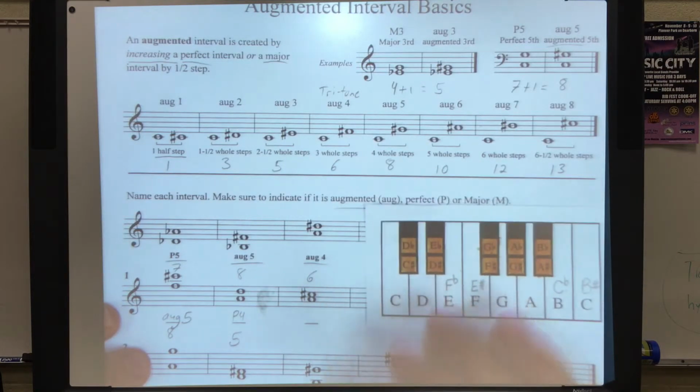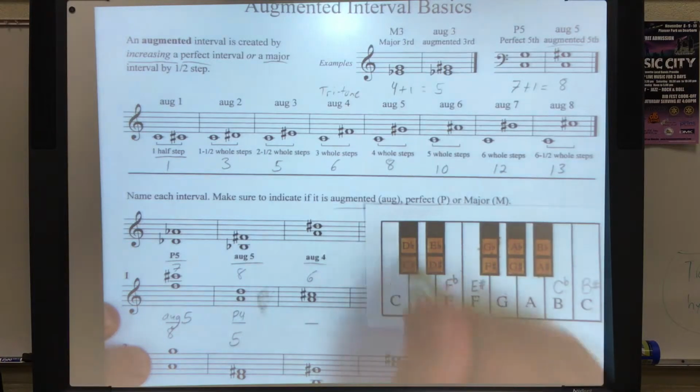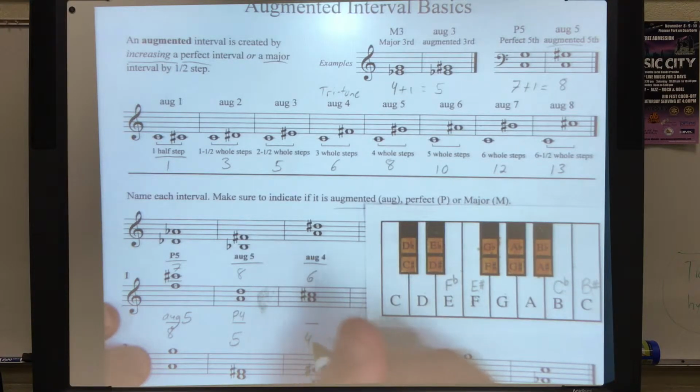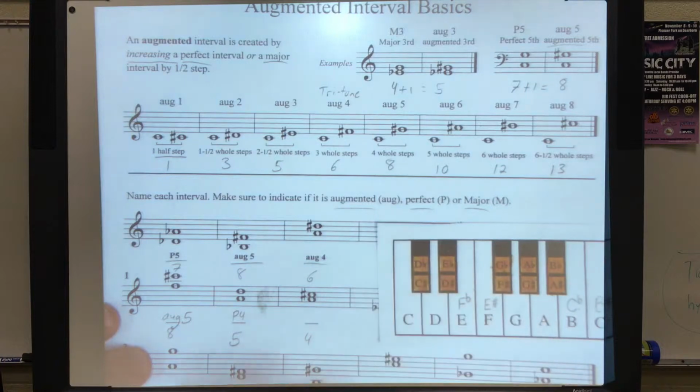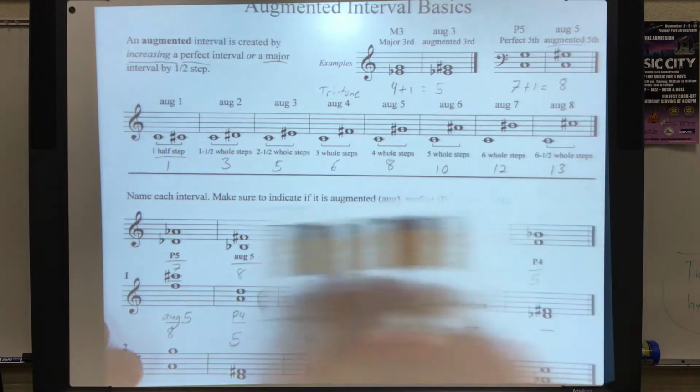Okay. Let's go ahead and work with our next one. It is an A to a C sharp. A to a C sharp. So that's 1, 2, 3, 4 half steps. 4 half steps. And we have to indicate if it's augmented, perfect or major. So, do we see 4 half steps on here? No, we don't. Remember that from previous worksheets, if it's 4 half steps away, it will be a major third. Okay. So use what you've learned previously to identify these.